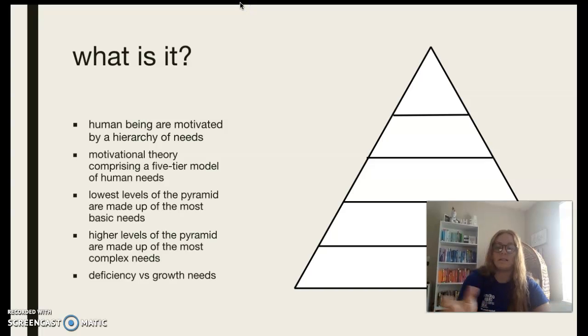So what is it? As you can see, I displayed it as a triangle on the slide because it is most often displayed as a pyramid. That means the lowest levels of the pyramid are made up of the most basic needs, while the most complex needs are at the top of the pyramid. Needs at the bottom of the pyramid are basic physical requirements, including the need for food, water, sleep, and warmth. Once these lower level needs have been met, people can move up to the next level of needs, which are for safety and security. Then further up the pyramid, the need for personal esteem and feelings of accomplishment take priority.